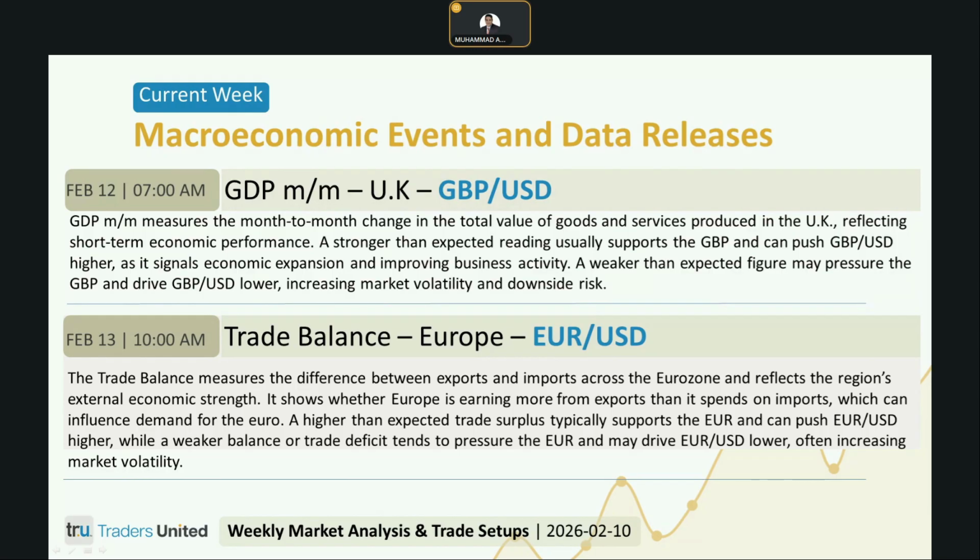If the trade balance prints below 11.8 billion or shows a deficit, this would suggest weaker external demand or higher import costs. Euro may come under pressure, potentially driving Euro USD to the downside.